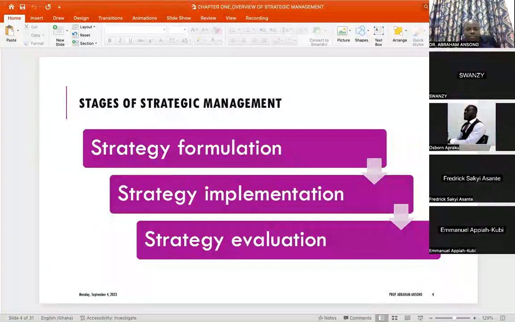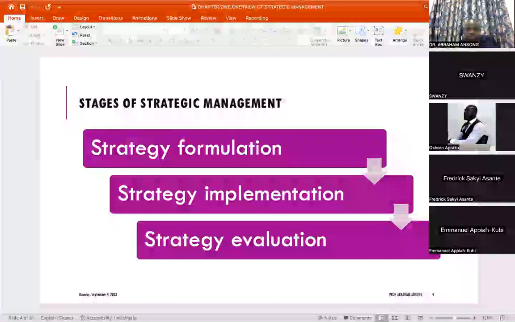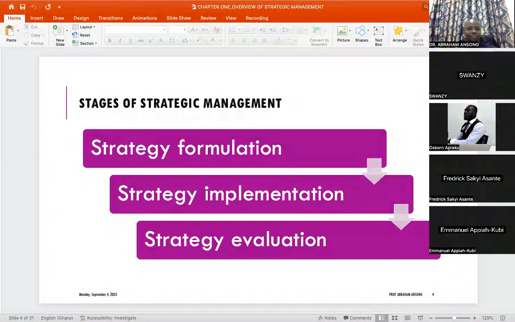So yes, this is what we saw in the definition as being the stages of strategic management. We have strategy formulation, strategy implementation, and strategy evaluation. Under strategy formulation, we'll be learning about the things that you have to consider when you're formulating a strategy for an organization. What is a strategy even, and how can you formulate a strategy for an organization?